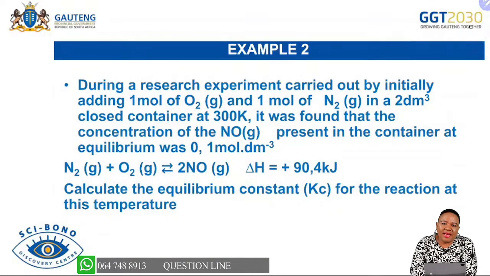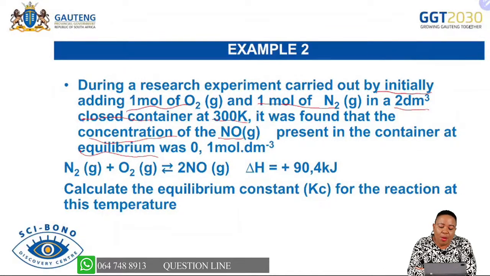Let's look at another example for Kc, because sometimes you might be required to calculate Kc, sometimes you might be required to calculate the number of moles or mass, depending on what information you are provided by the examiner. So here they say, during a research experiment carried out by initially adding 1 mole of oxygen and 1 mole of nitrogen in a decimeter cube closed container at 300 kelvins, it was found that the concentration of nitrogen oxide present in the container at equilibrium. So now we are given the concentration at equilibrium of what? Of nitrogen oxide, which is 0.1 mole.